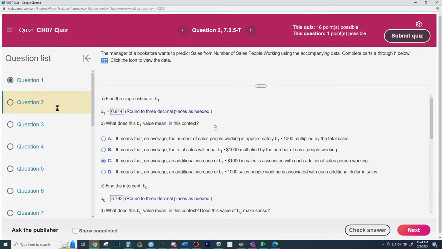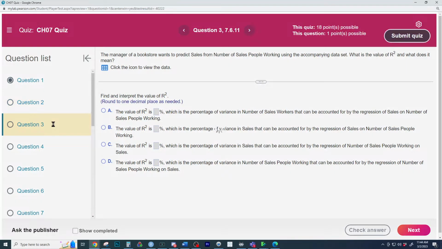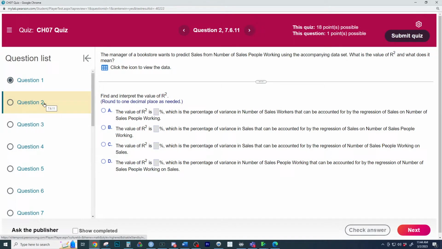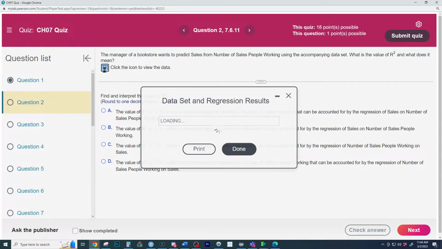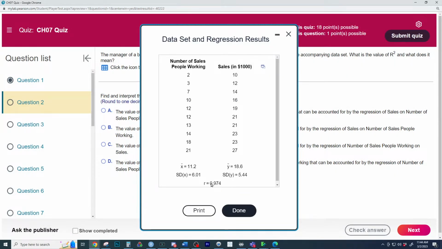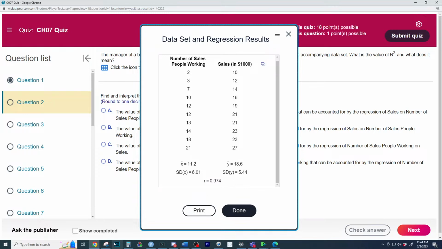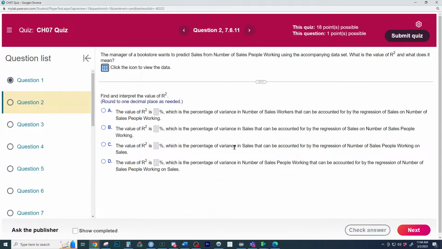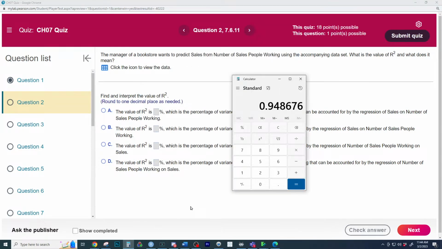The New York City data. Here's a different manager, we could do this one really quick. The manager at a bookstore. Here's the other manager of a bookstore one. View the data. We got an R squared right here. Let's go ahead and square it. There's the correlation, 0.974 times itself is R squared. So now we multiply it by, does it want it times 100? Yeah, it does. Okay, good. R squared, I always report it as a percentage.